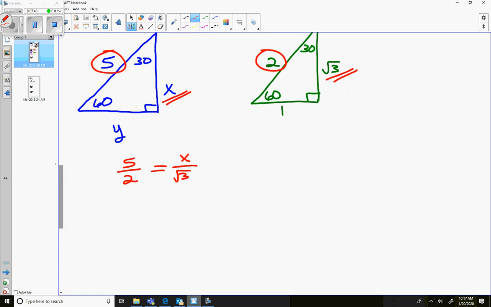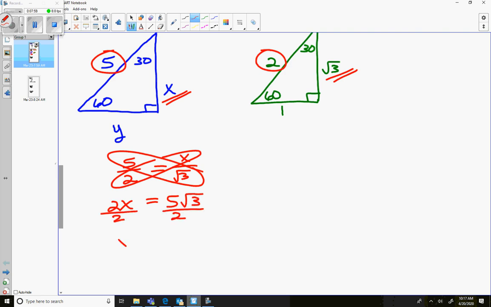And then once you have your proportion set up, cross multiply. So 2x, cross multiplying is what I'm doing. So we do this. So 2x equals 5 square roots of 3. Solve for x. So divide both sides by 2. X is 5 square roots of 3 divided by 2.